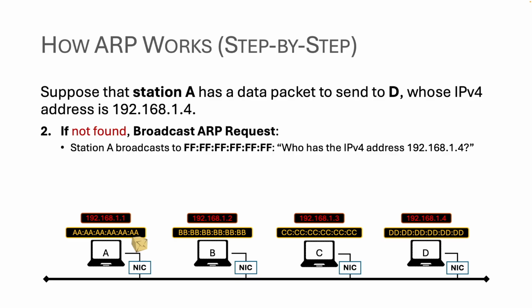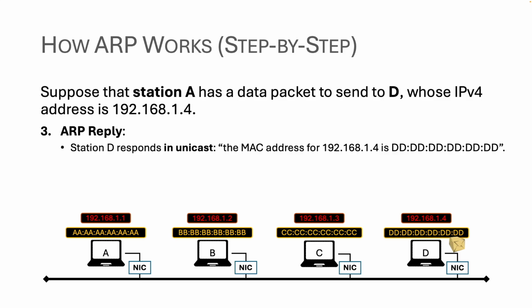Thus, if the address is not found, station A broadcasts an ARP request to discover the MAC address associated with IPv4 address 192.168.1.4. Because of the broadcast nature, all nodes of the local area network receive the message. But only station D replies in unicast since it has the requested IP address. Indeed, station D responds with an ARP reply message containing its MAC address, which station A receives.